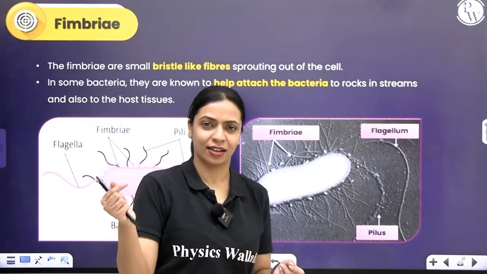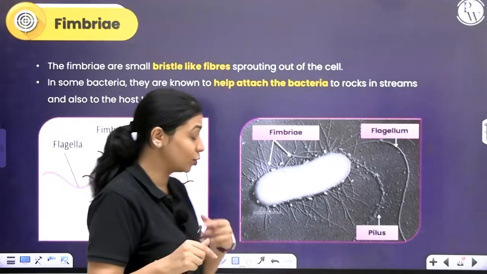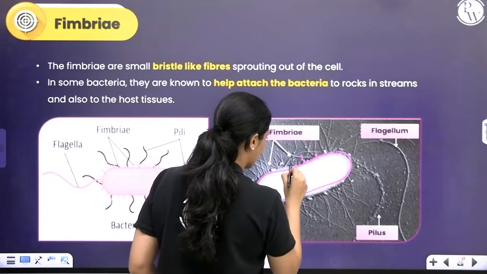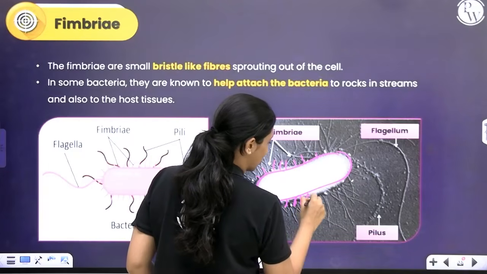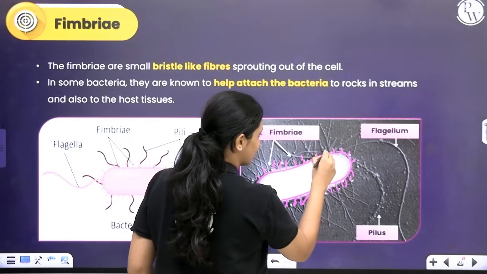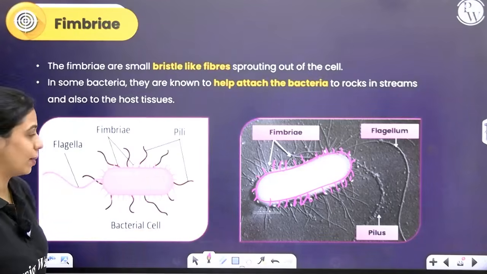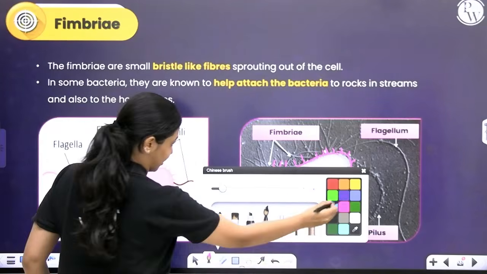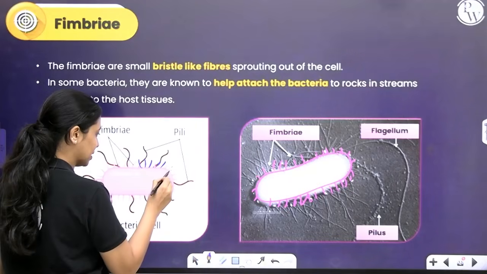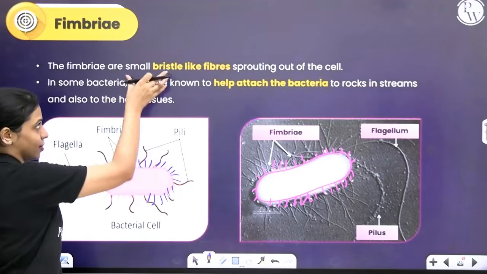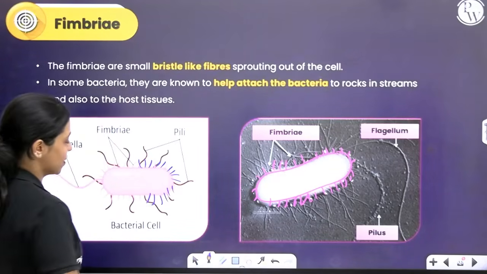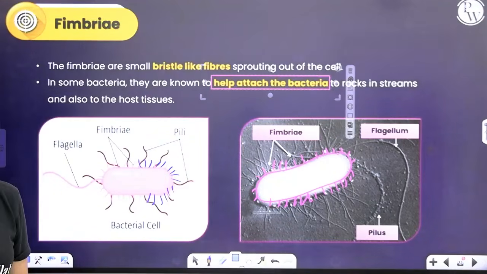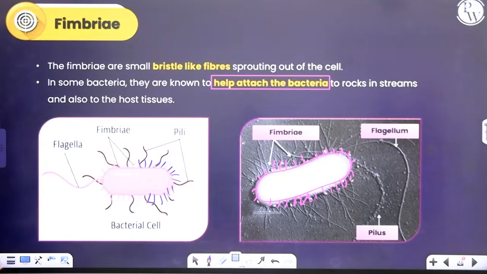You know what bristles are like, right? It's like the bristles of your toothbrush. They are short and you will have many such bristle-like structures sprouting out. They are relatively shorter compared to your pilus, but more numerous. So see, this in pink is the pilus. The shorter bristle-like things that I am showing in blue here, these are the fimbriae. They are bristle-like fibers. They help attach bacteria to the rocks in streams and also to the host tissues, like I already mentioned.